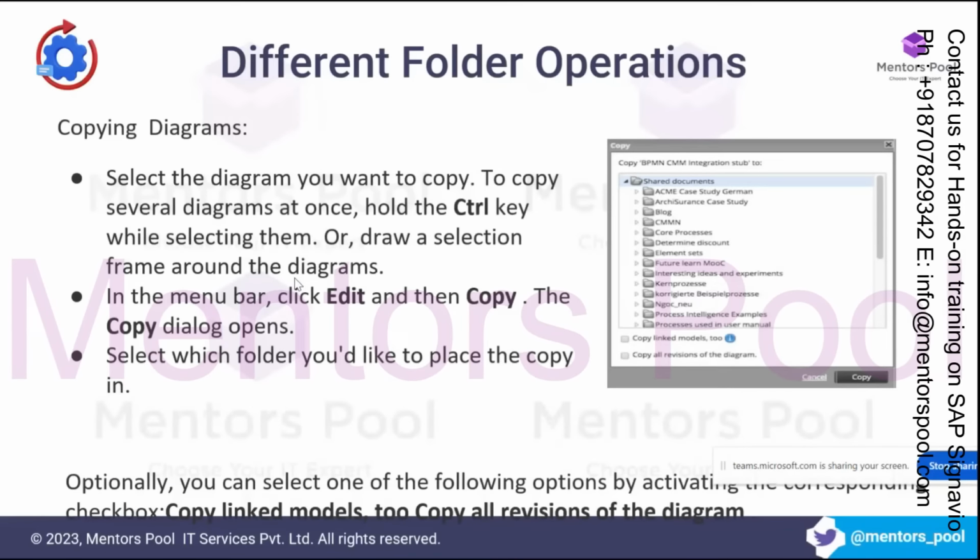Next is copying a diagram. Suppose I want to make a copy of that particular diagram, I can make a copy. There are two check boxes. When you create a copy, if you want to copy the revisions of the diagram, you will see the options: copy all revisions of the diagram, and copy linked models too. When you have some linked models to that diagram, like subprocesses, and you want to copy all those into a new set of diagrams, you can copy that as well. When you select these two check boxes, it will copy all those also. If you don't select both check boxes, it will copy only the parent diagram in the current version. Is it clear?